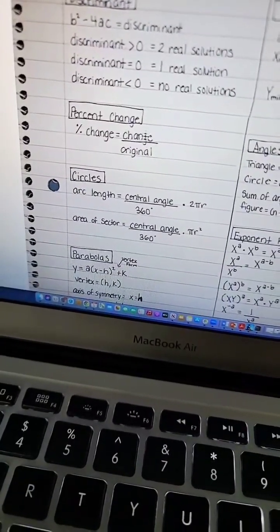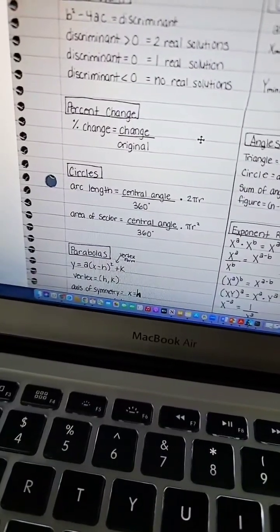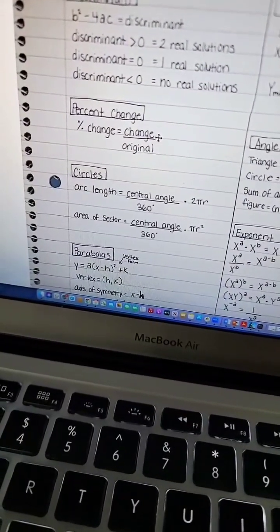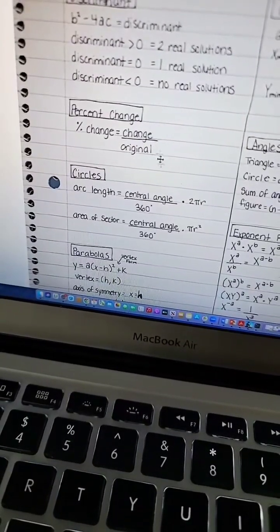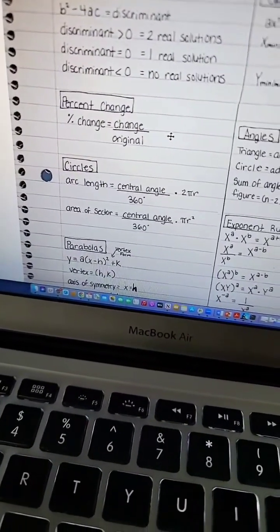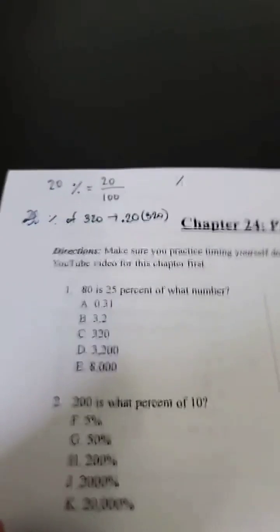So you could think about it like this: the percent change is the change over the original. Or you could think about it as also times 100 if you don't already know to move the decimal 2 to the right after. So technically, if you want to be exact, it's change over original times 100. But let's get started now with some of these problems.